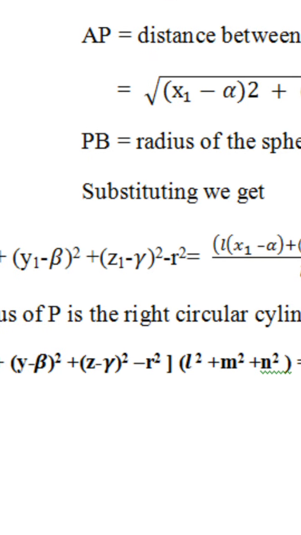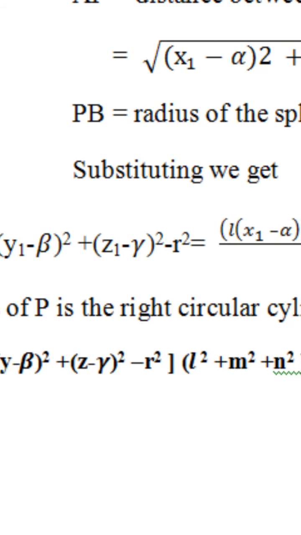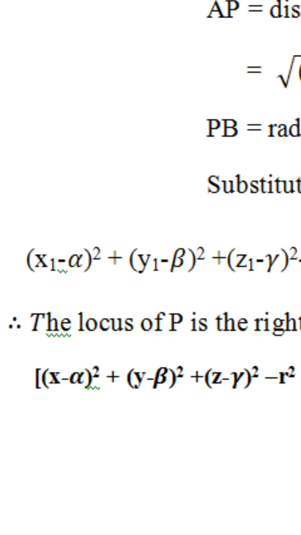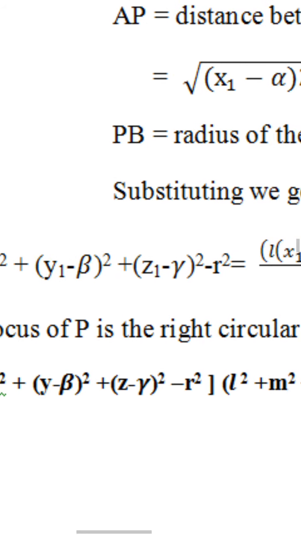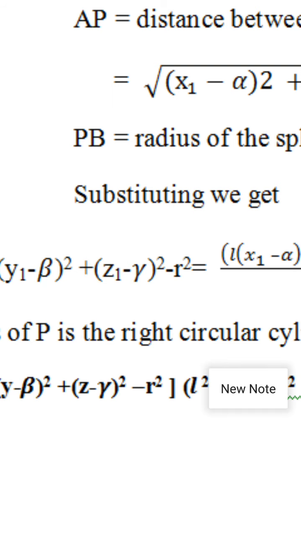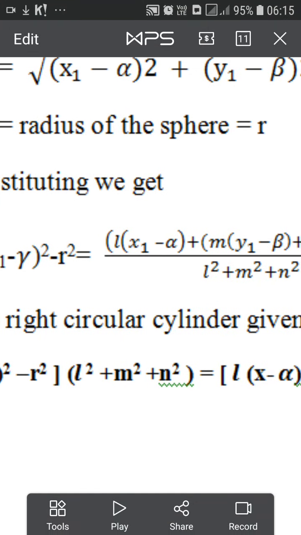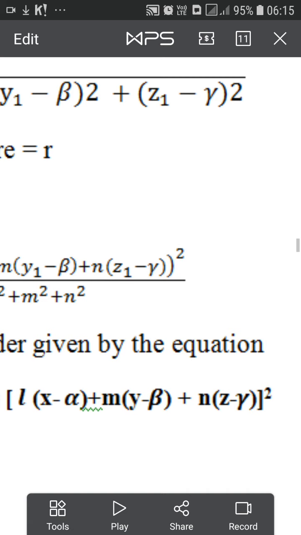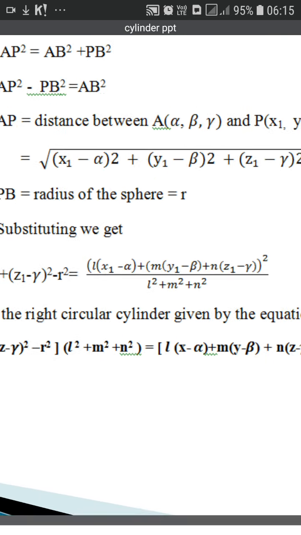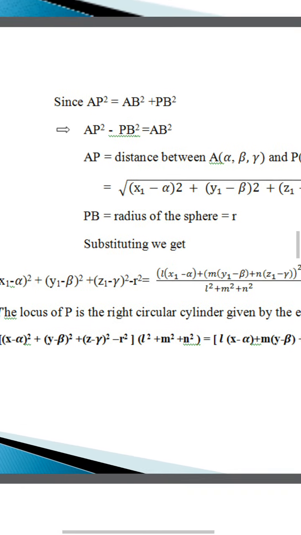Here in the right circular cylinder, you are going to get minus r square, whereas in the case of the right circular cone, you will have (x minus alpha) whole square, same equation, (y minus beta) whole square plus (z minus gamma) whole square, completely into L square plus m square plus n square into cos square theta is equal to the same thing you will get, right? So here don't get confused while remembering this formula.